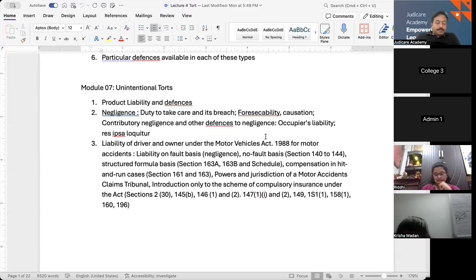For example, let's talk about the first topic, which is liability on fault basis. We have studied this earlier also, but now we'll read it in context of the Motor Vehicle Act. So liability on fault basis, which is negligence. Under this framework, compensation is primarily determined through establishing fault based on negligence. If the driver is found negligent, they can be held liable for the resulting damages.